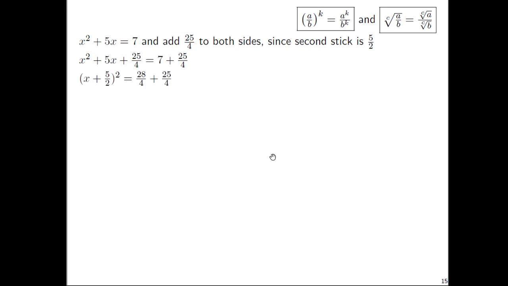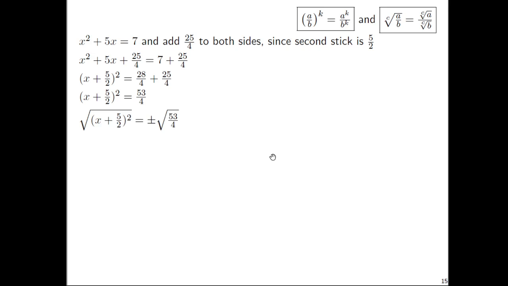Now this is going to factor. On the left side, it's going to be x plus the second stick, quantity squared, again. It really is. And you should check that x plus 5 halves quantity squared will become x squared plus 5x plus 25/4. On the right side, we have a 7, which is not a fraction, and 25/4, which is. So let's think of the 7 as 7/1. Start creating a common denominator. So 28/4 plus 25/4. So that should be 53/4.